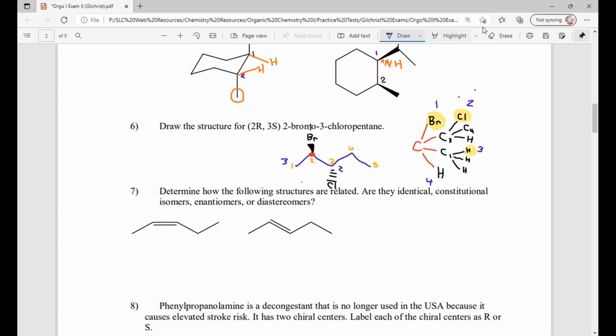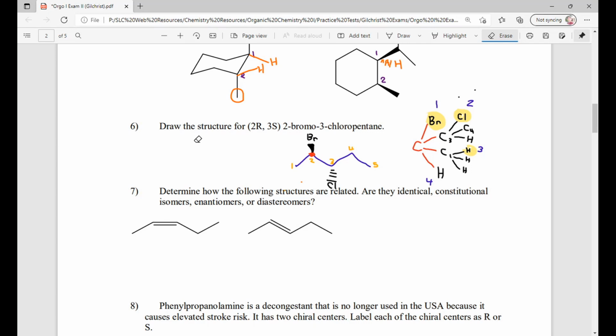Does that make sense? Yeah. And like I said, you probably will not need to use that, generally speaking. You would only have to use that in the case of a really, really complex molecule. But I don't know what your professor might throw at you. Usually, Gilchrist is pretty straightforward. She doesn't usually throw too many curveballs.